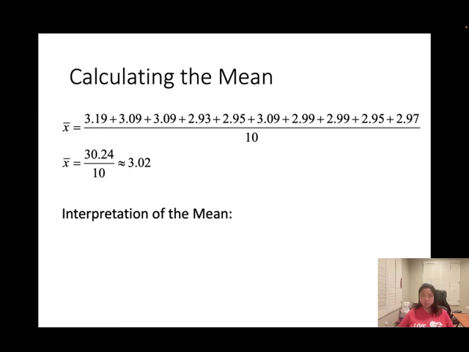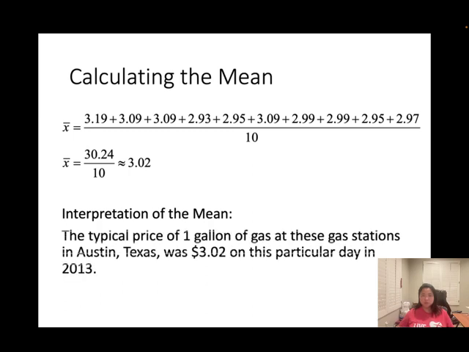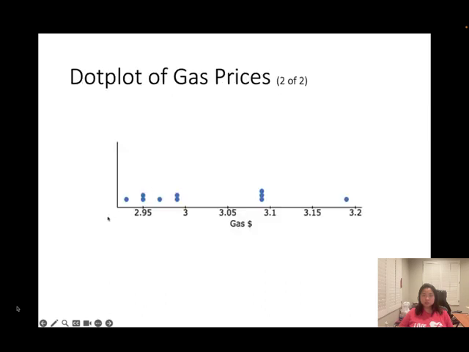And then the interpretation of the mean. What does that mean? The typical price of 1 gallon of gas at these gas stations in Austin, Texas was $3.02 on this particular day in 2013. Okay, so this is how I interpret the mean here. We calculated the mean as 3.02.